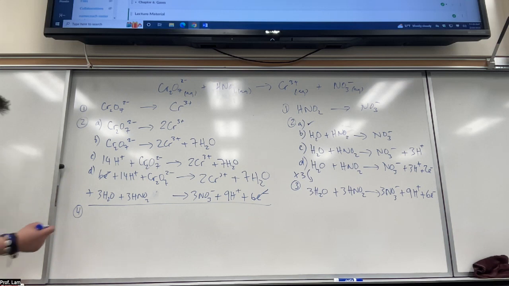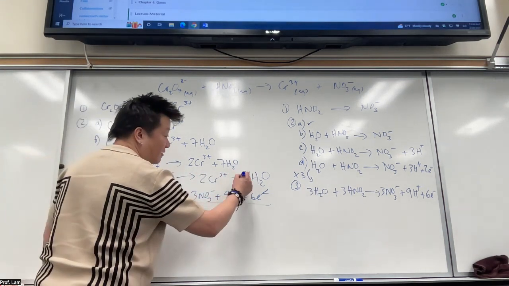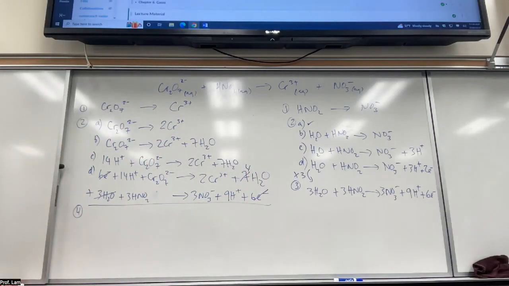Okay, so how can that cancel? 3 here, and what's 7 minus 3? You have 4 left here. Okay. What else?